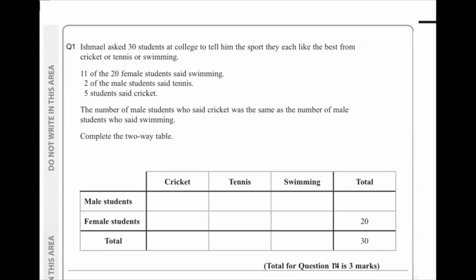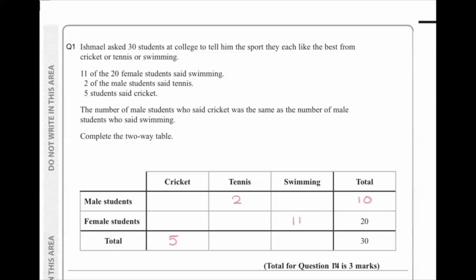Okay, so our first question is a two-way table. We're just going to fill in as we go the information that we're being given. So 11 of the 20 females said swimming. So we fill in our 11. 2 males said tennis and 5 students said cricket. So 5 in total. If I look at this table, there is one more cell that I can complete. I have 2 pieces of information here, which means I can work out that that missing value is 10. 10 and 20 make that total of 30.